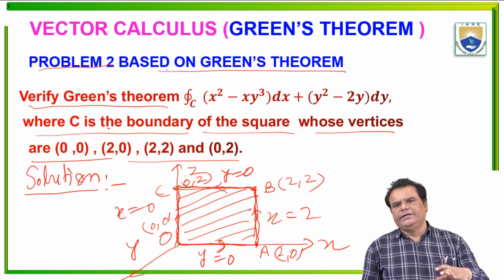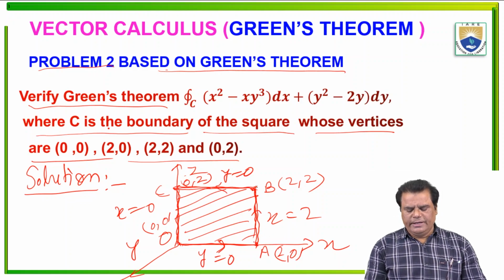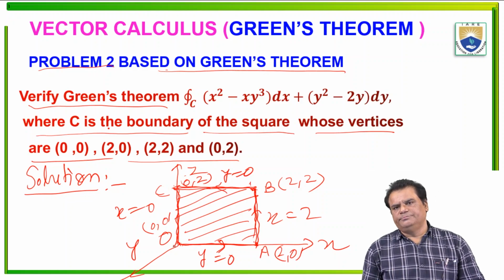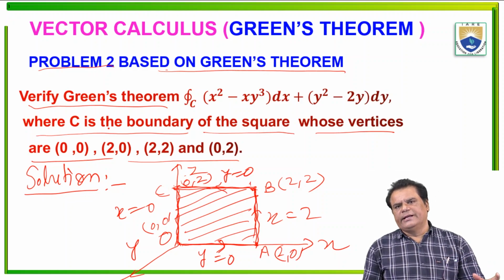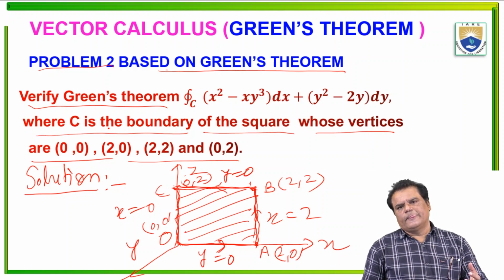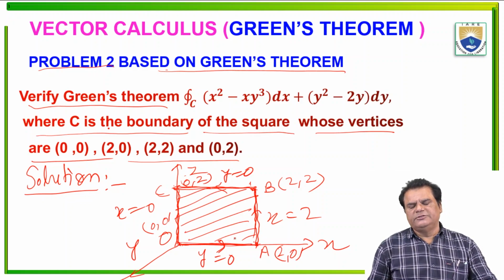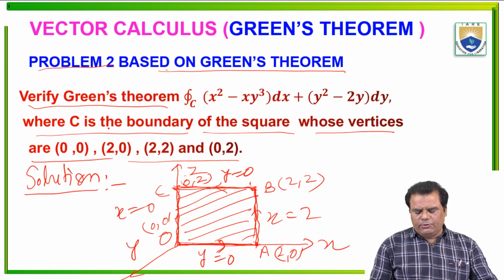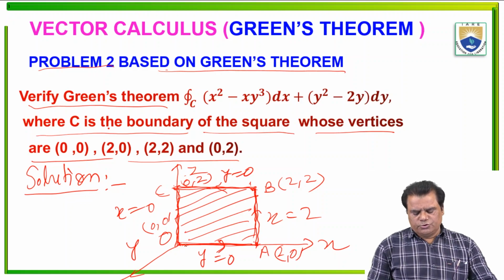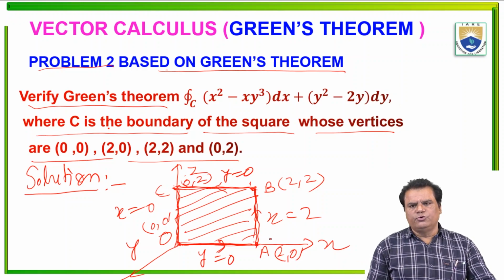So we find the integral of the left hand side in 4 lines: starting from O to A, next A to B, B to C, and C to O. After finding the 4 integrals, we add I1 plus I2 plus I3 plus I4. First we find the integral along OA. Along OA, y is always 0, so dy is 0. Integral along OA means along the x-axis, so x varies from 0 to 2.